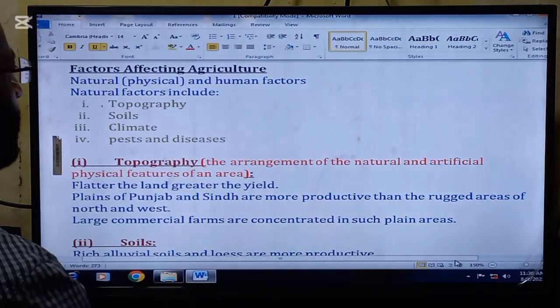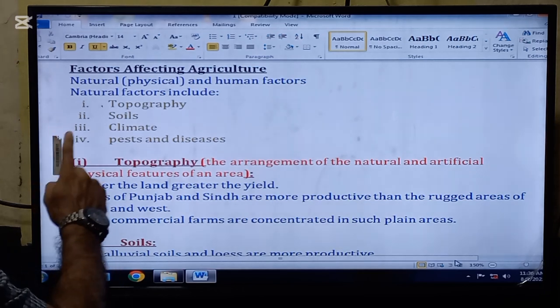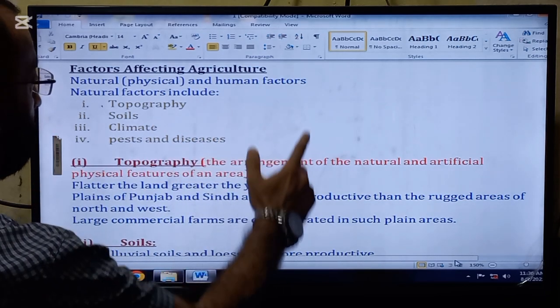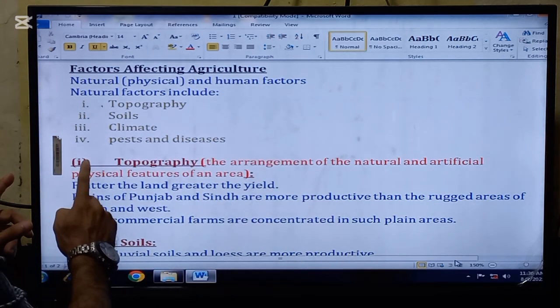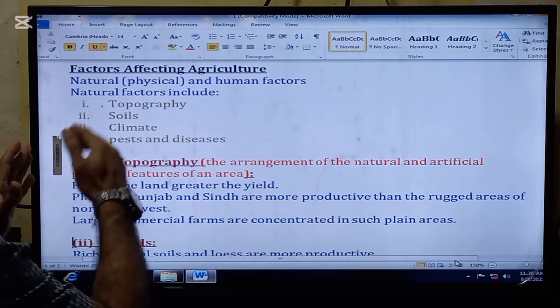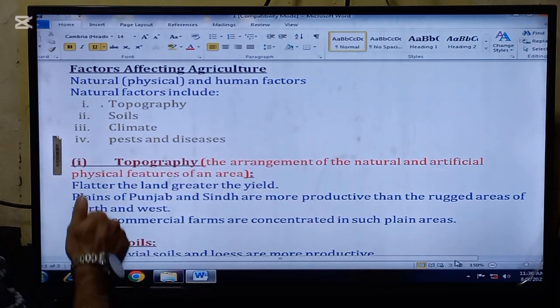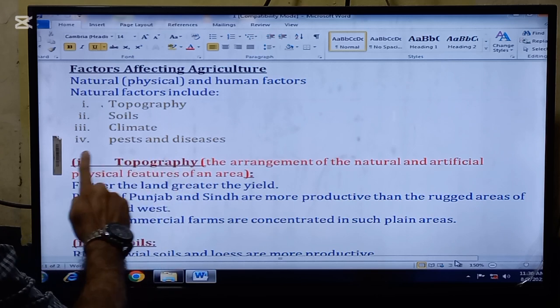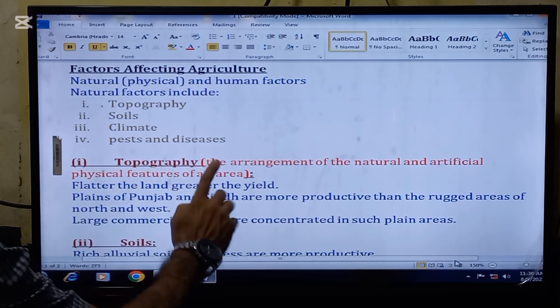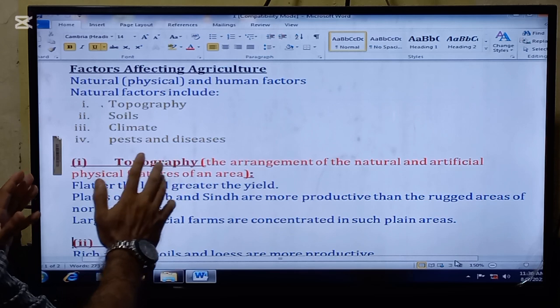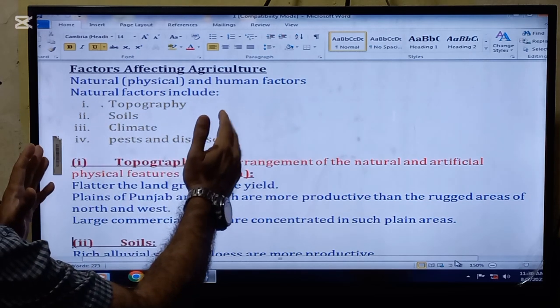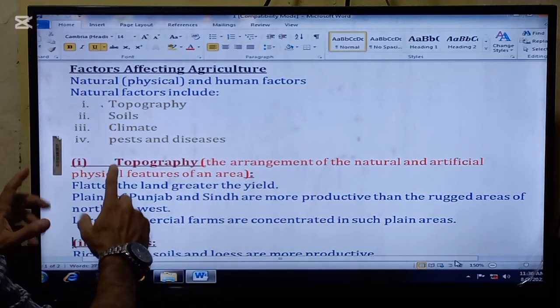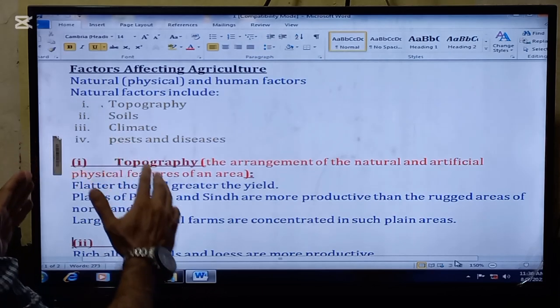The factors affecting agriculture: natural, physical, and human factors. So first we are going to read the natural factors which affect agriculture, and they are topography, soil, climate, pests and diseases. So these are the natural factors which affect agriculture. One by one we are going to read these factors.